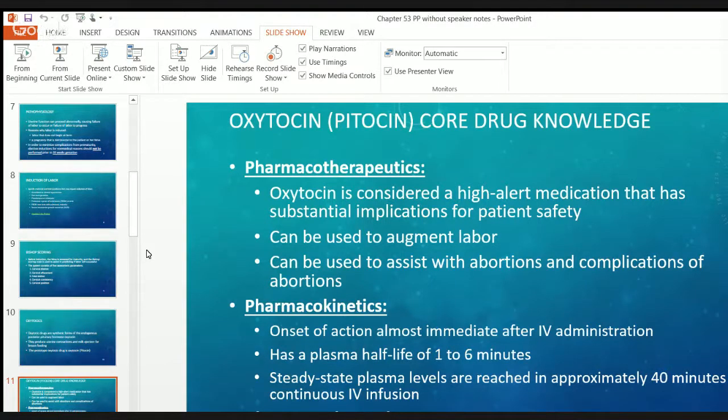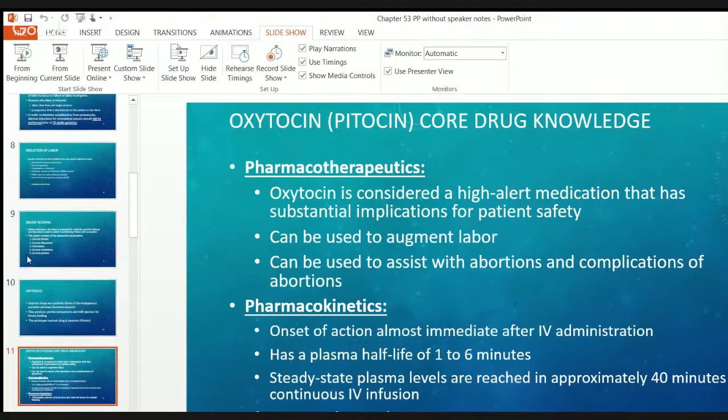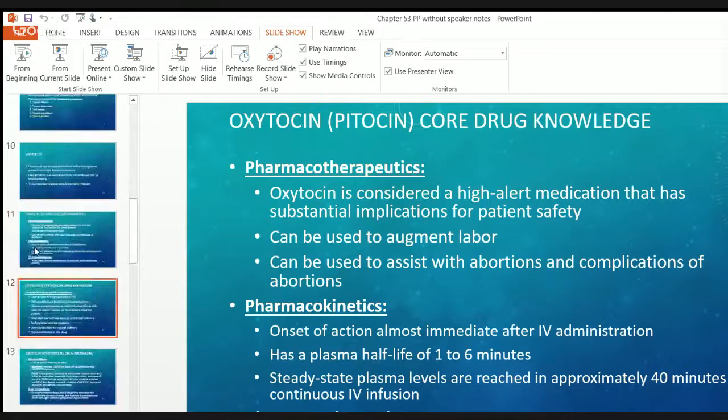Another therapeutic reason we can use it is to treat incomplete or inevitable spontaneous abortions, as well as helping women who are experiencing bleeding after delivery get control of that bleeding, because it stimulates contractions of the uterus, which will help control their bleeding.